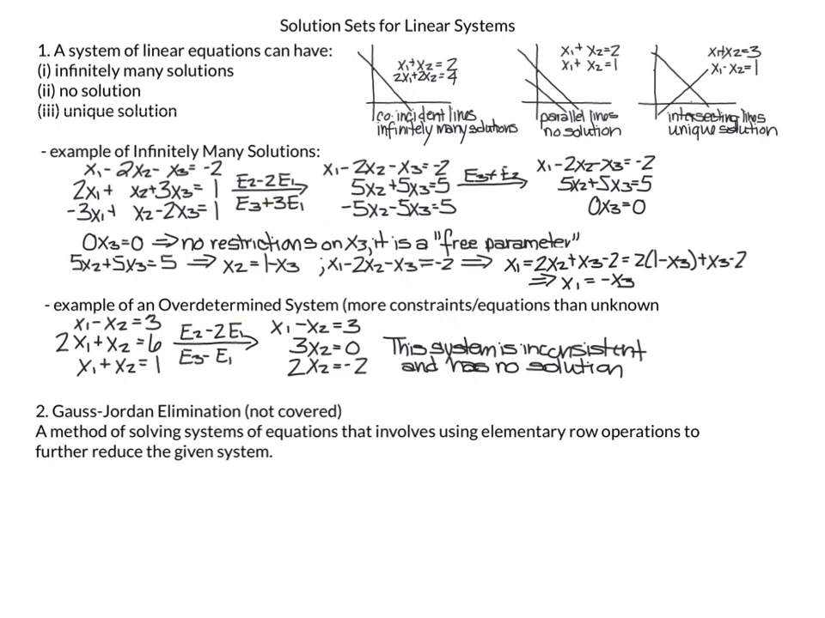We will not be covering Gauss-Jordan elimination except to say that it is a method of solving systems of equations that involves using the elementary row operations we normally do to get the Gauss elimination form, the upper triangular form, but it further reduces it to the given system and then eliminates the need for back solving.